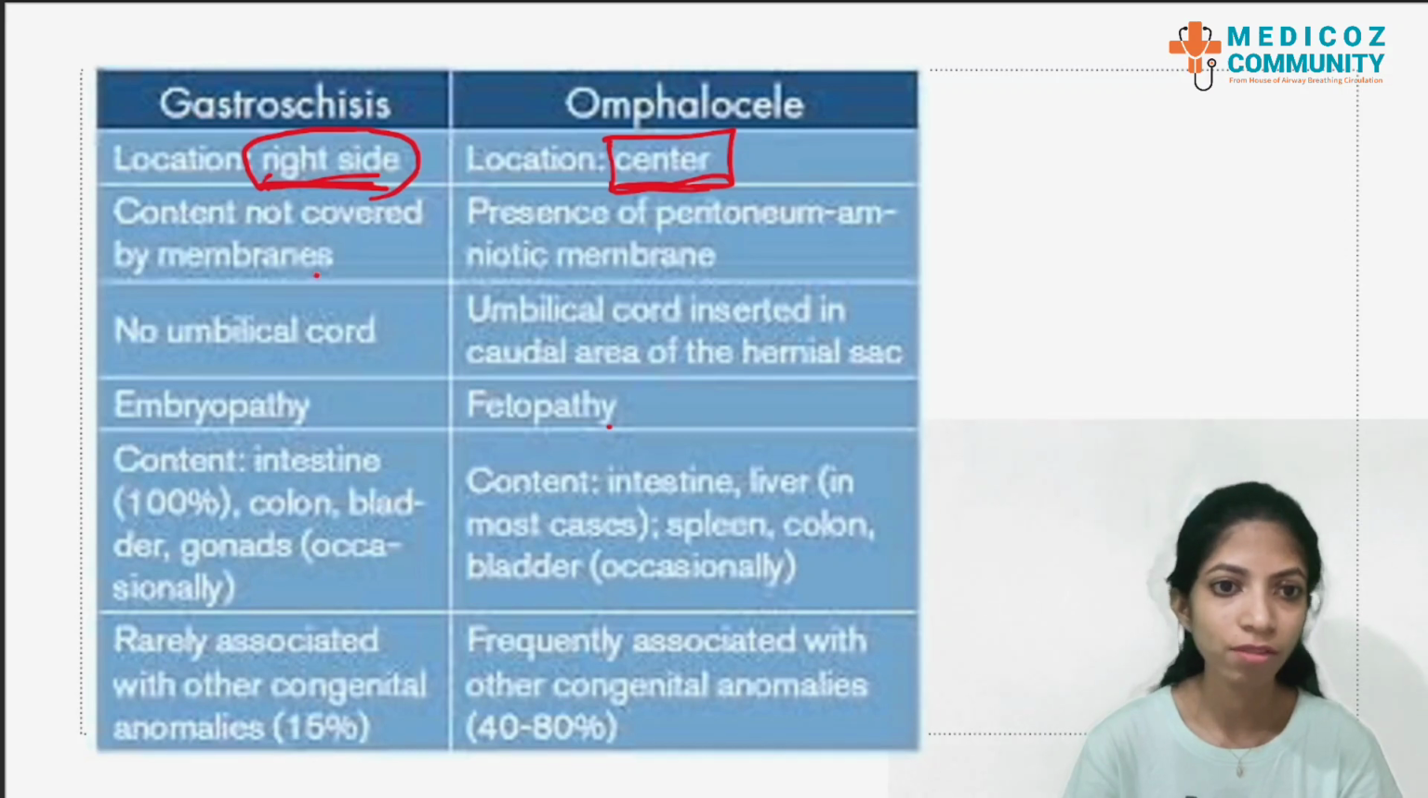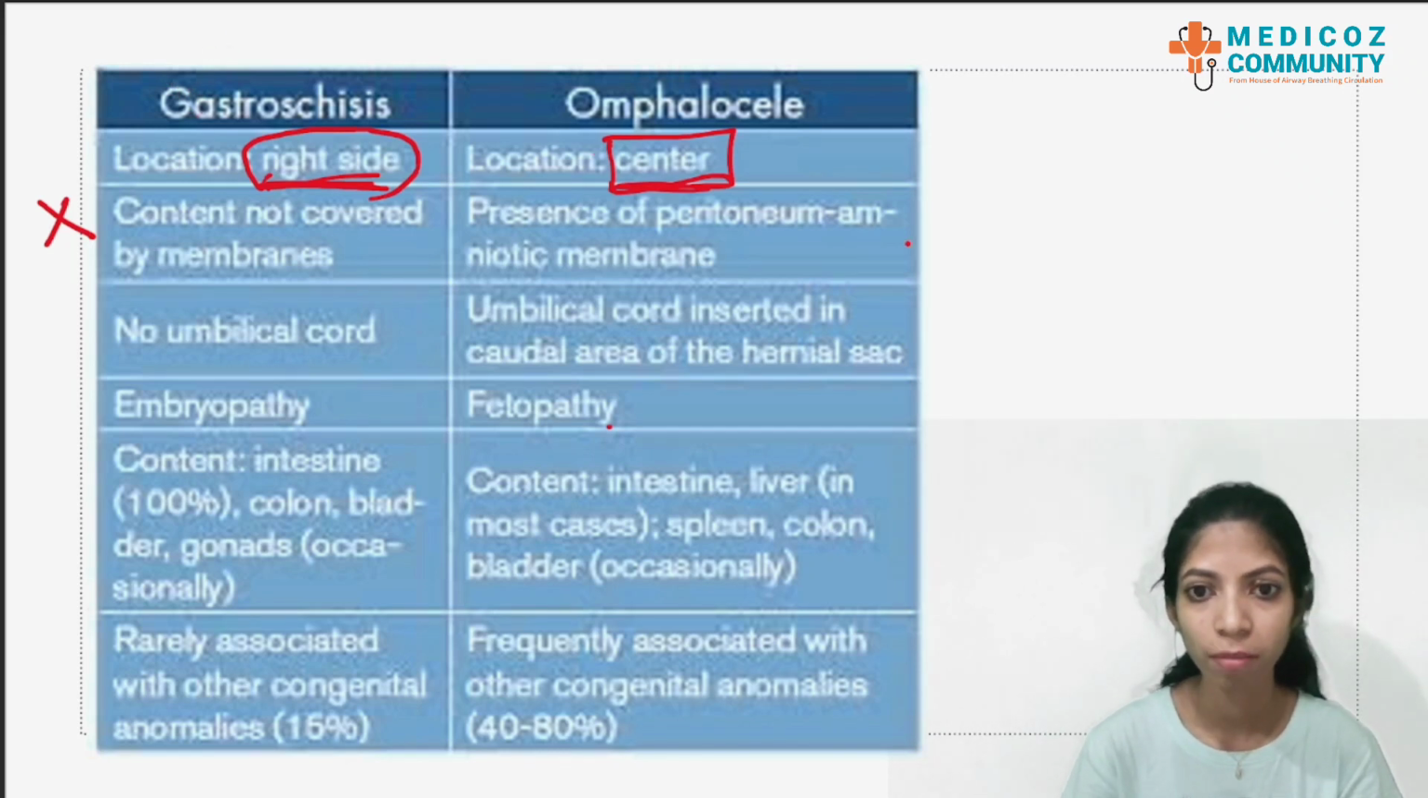And one more thing, gastroschisis is not covered by membranes. Membranes are absent for gastroschisis. It's just a gap. And omphalocele is what? Membranes are present. A sac is present, comprising an outer amniotic layer and an inner peritoneal layer.